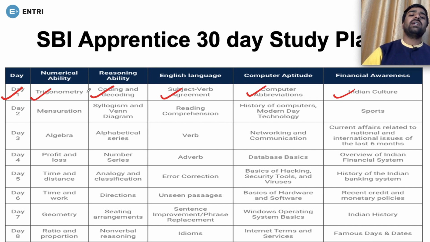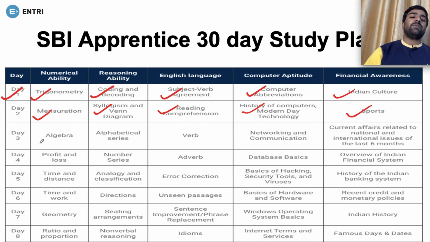On the next day, you can go with mensuration from the quant part. From the reasoning part, you can go with syllogisms and Venn diagrams. From English language, you can go with reading comprehension. From the computer part, go with history of computers and modern day technology. And from financial awareness, go with the sports section.